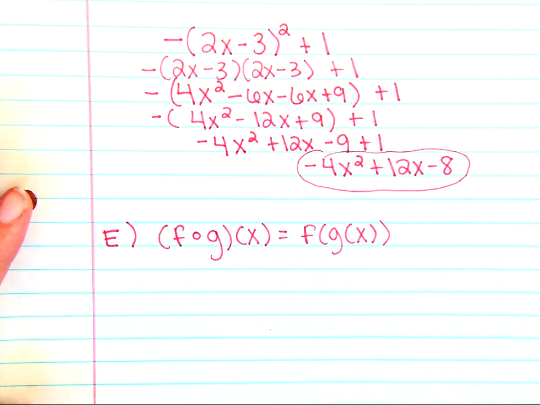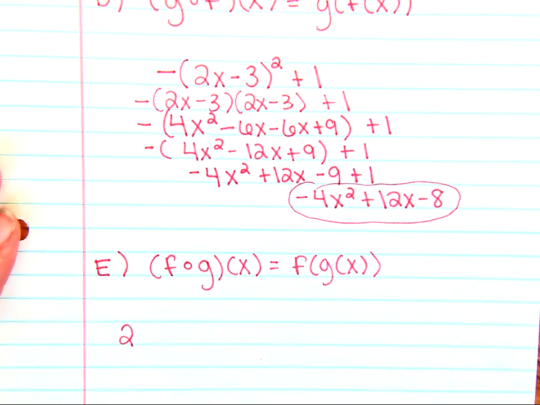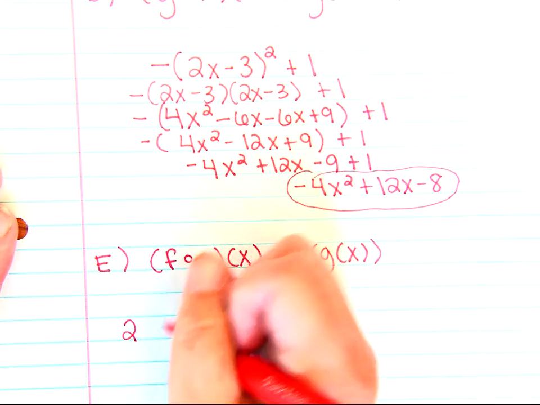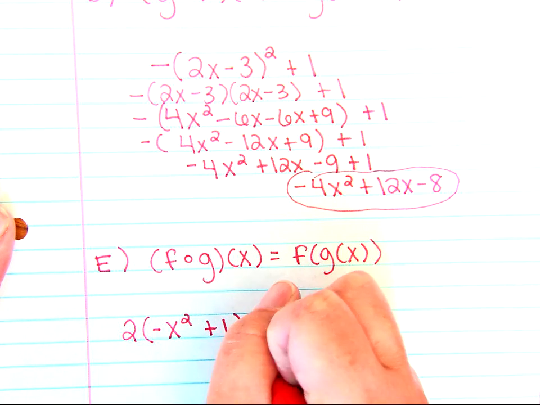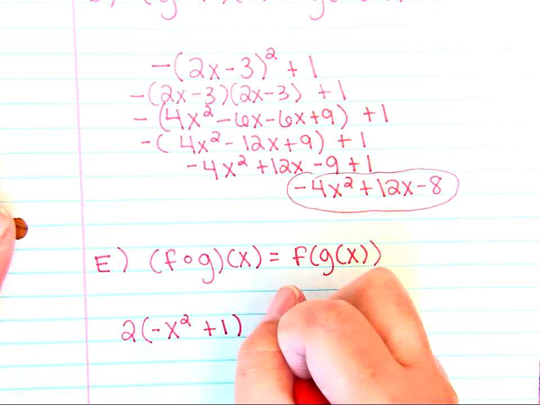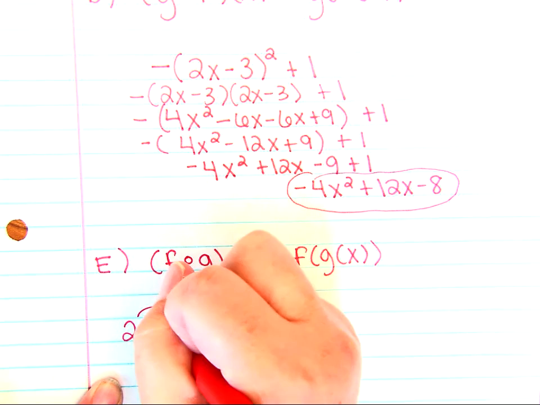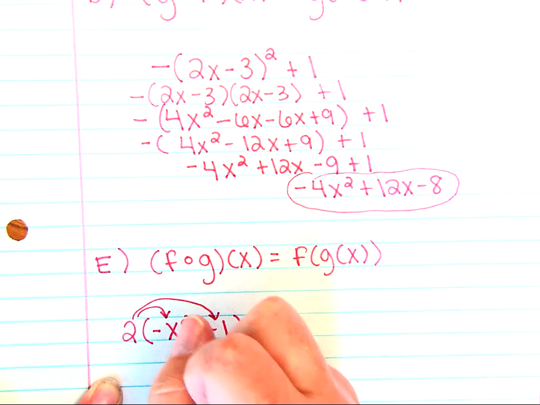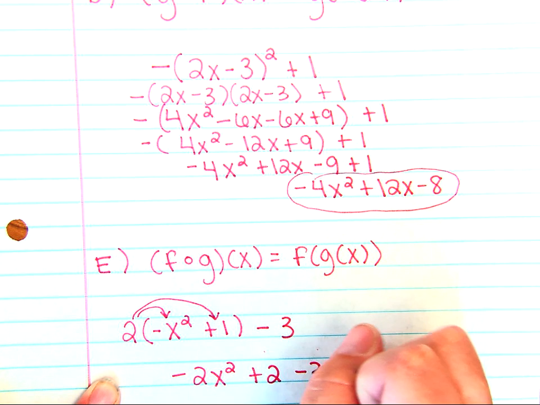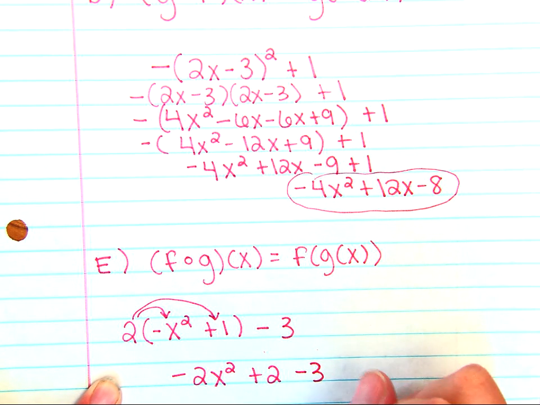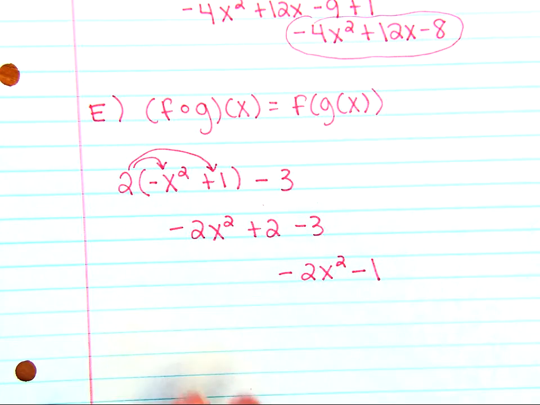So this one I'm going to start with f of x, which is 2 times x, and instead of x, I'm now going to replace it with my g function, which is negative x squared plus 1, and then in f of x, I also have minus 3. And now it's just a matter of simplifying. So negative 2x squared plus 2, then minus 3. So my final answer for that one is negative 2x squared minus 1.